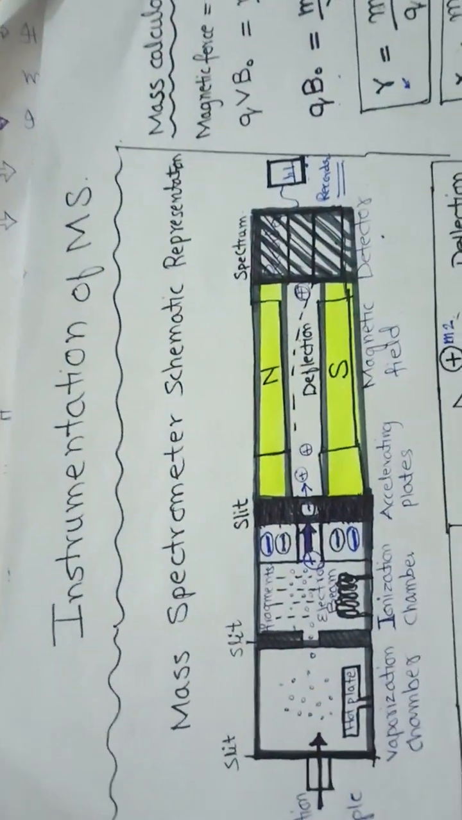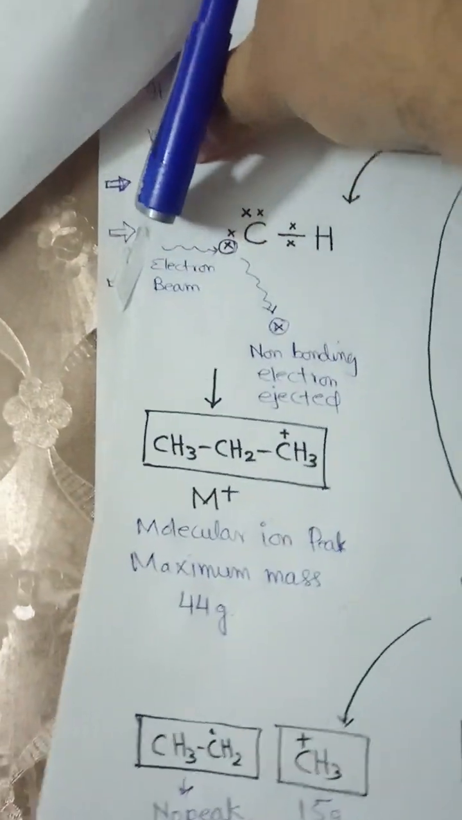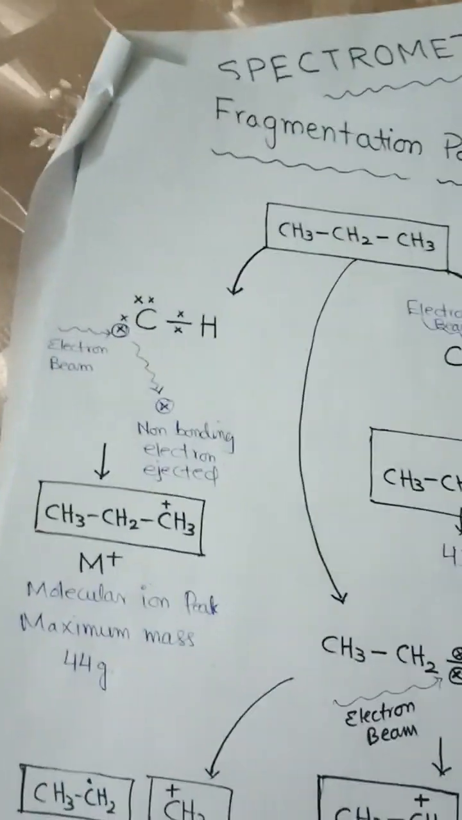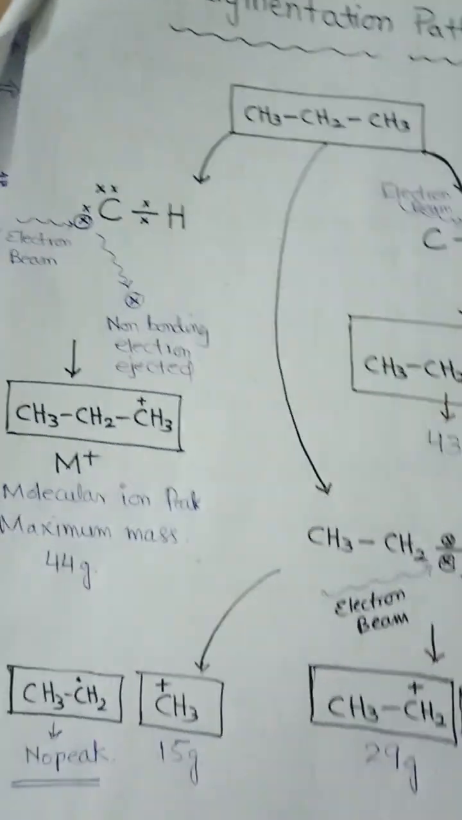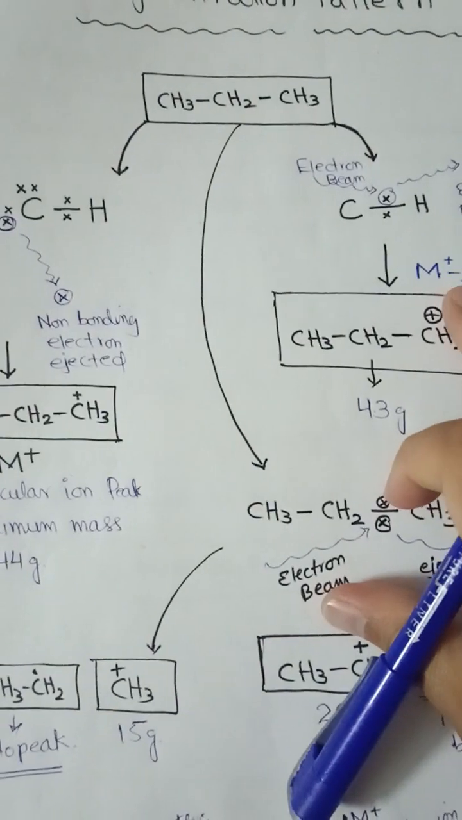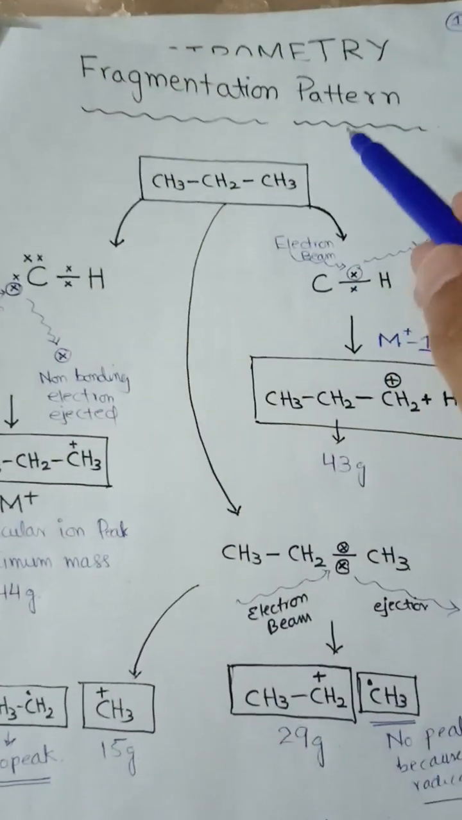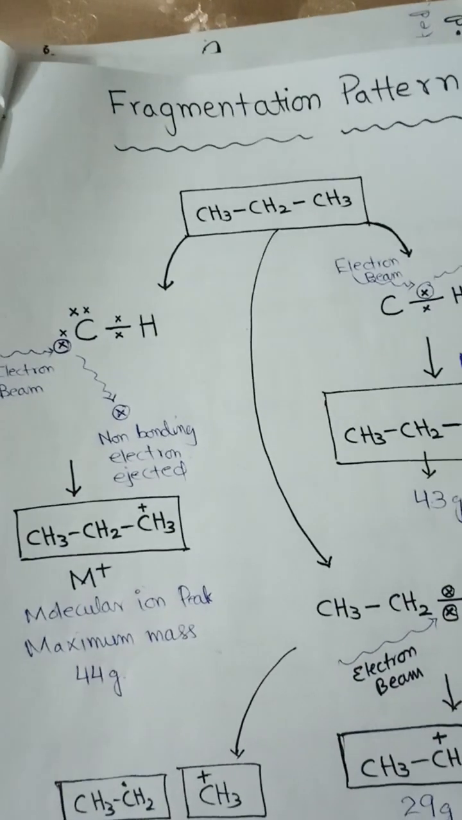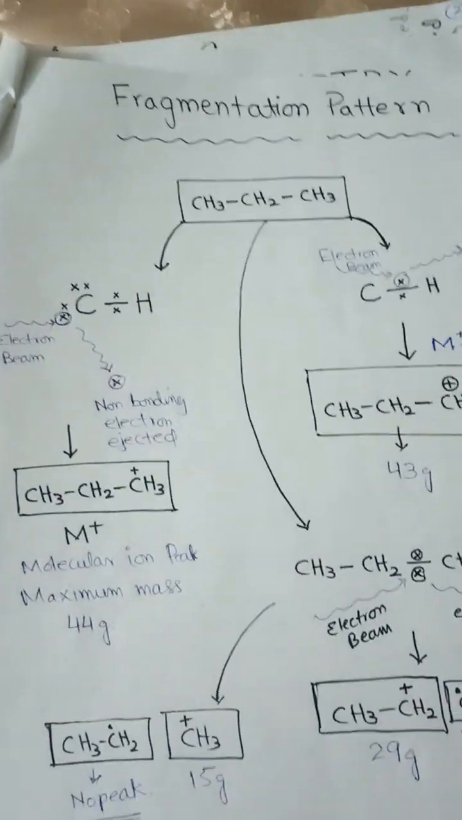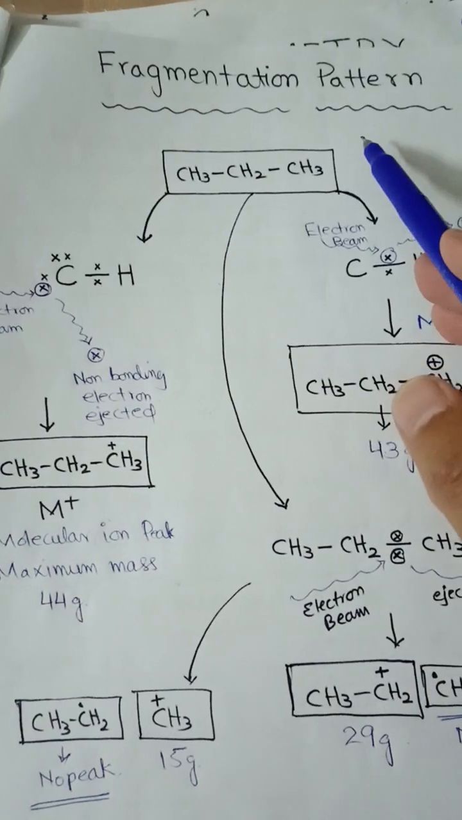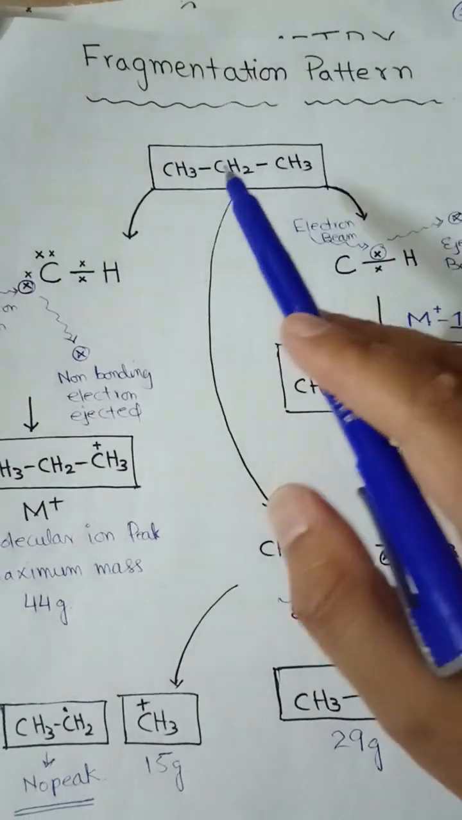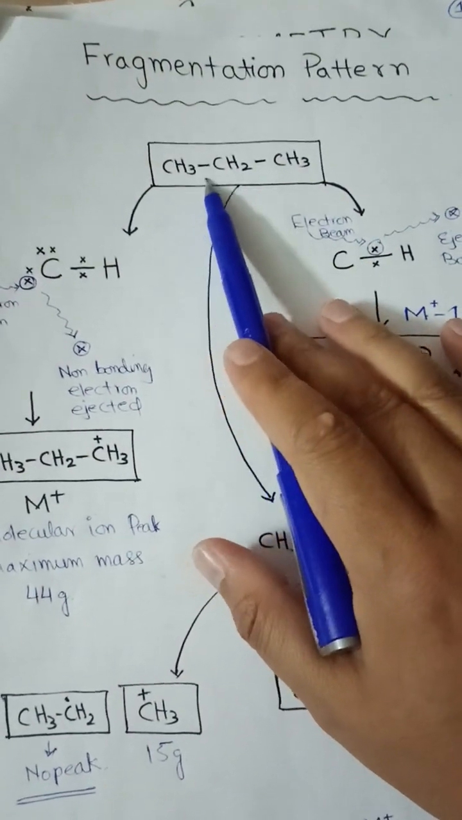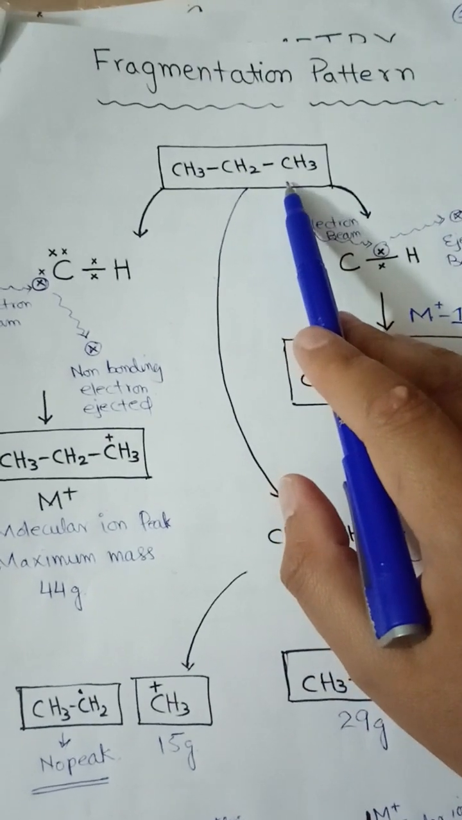Now, what is the type of fragmentation? We will discuss types of fragmentation in detail in our next video. But before this, we should know how it occurs, or what the fragmentation pattern is. So here we discuss briefly what the fragmentation pattern is, and then we will discuss different types of fragments in our next lecture. If we look at this example, we have propane.